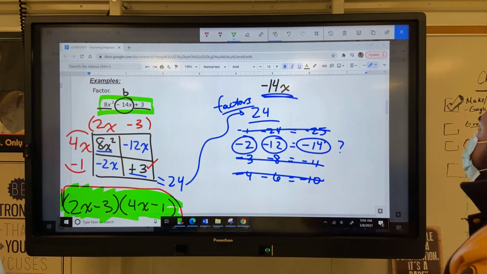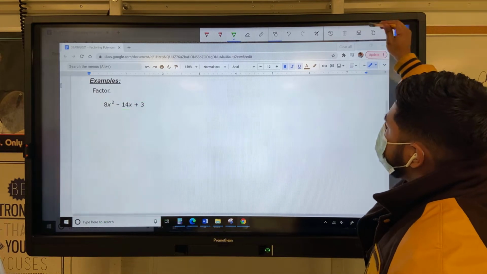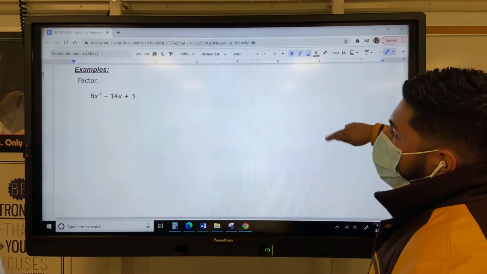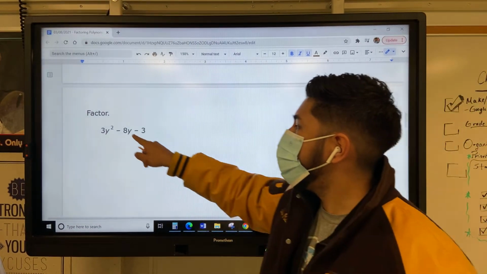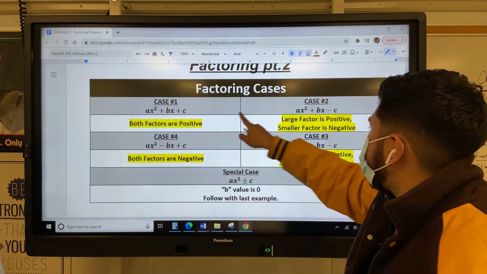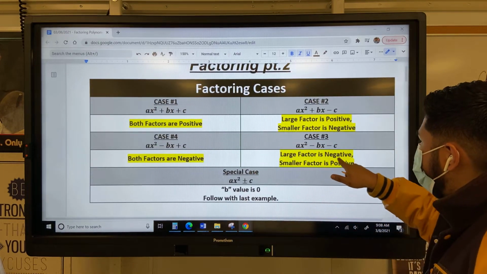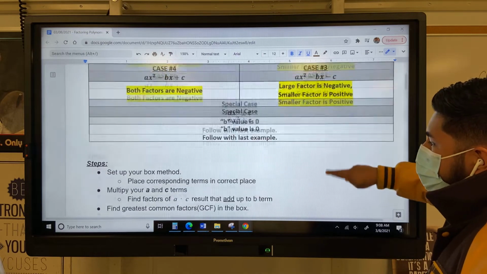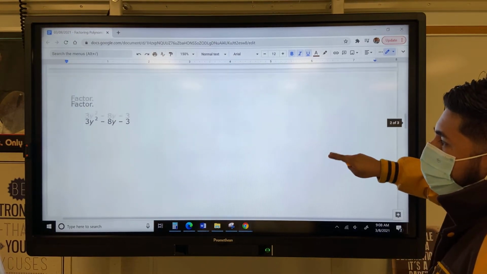Positive, you need to watch. I'm going to keep going. Next example. Two negatives, two minus signs come to the top. Two minus signs, boom. Large factor is negative, small factor is positive. So the bigger numbers are negative. Okay, here we go.